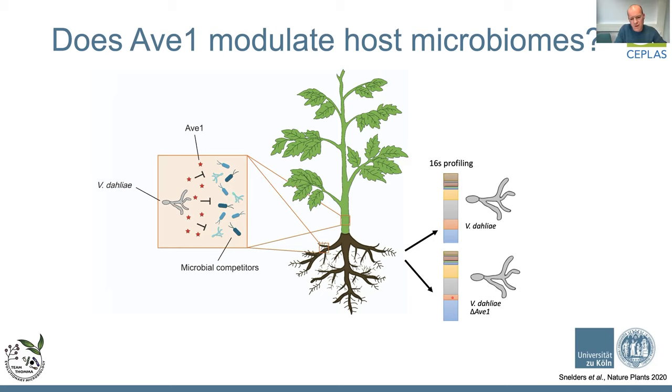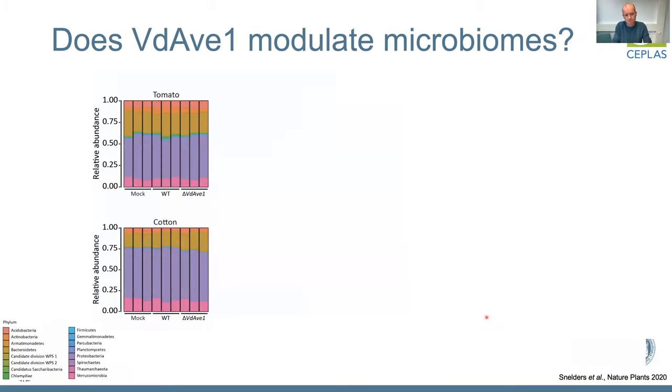But of course, in the assay I showed you, we sort of randomly selected bacteria that are plant associated. This was not done in a plant context. So then we decided to do microbiome profiling, and we did that based on 16S profiling. And to this end, we inoculated tomato plants as well as cotton plants with the wild type Verticillium dahliae, as well as with a deletion strain from which the AV1 effector gene was removed. And these were then compared side by side.